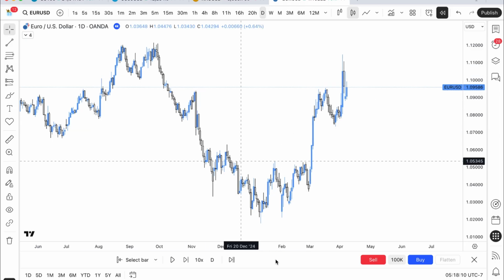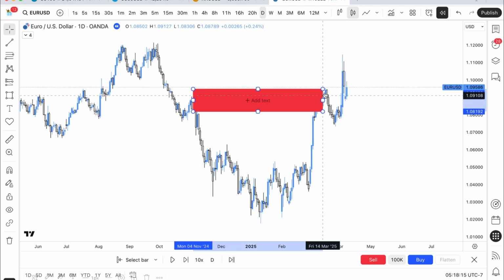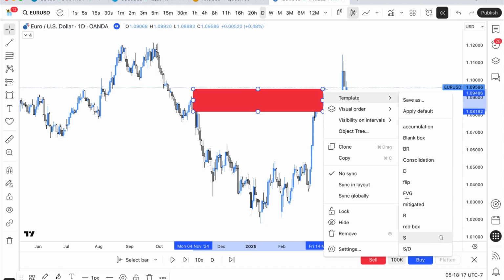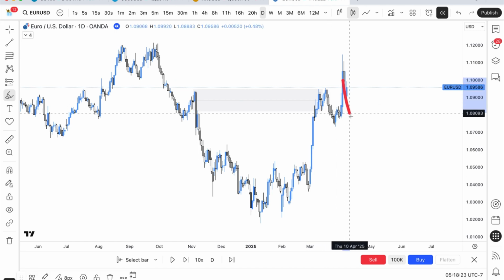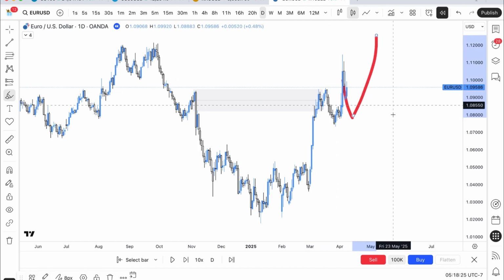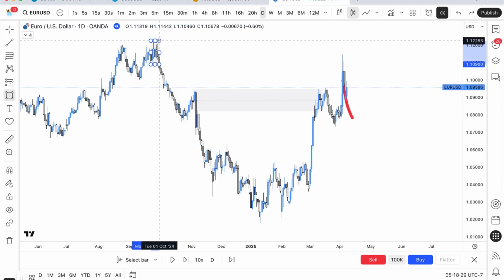Okay, what do we see here? We see clearly that we have a supply zone, right? You can see a lot of suppliers took action here. There was supply here, there was more supply here. What does that mean? That means we're anticipating for price to come in here into the demand to continue bullish, okay? Vice versa, you can go up here as well, right?